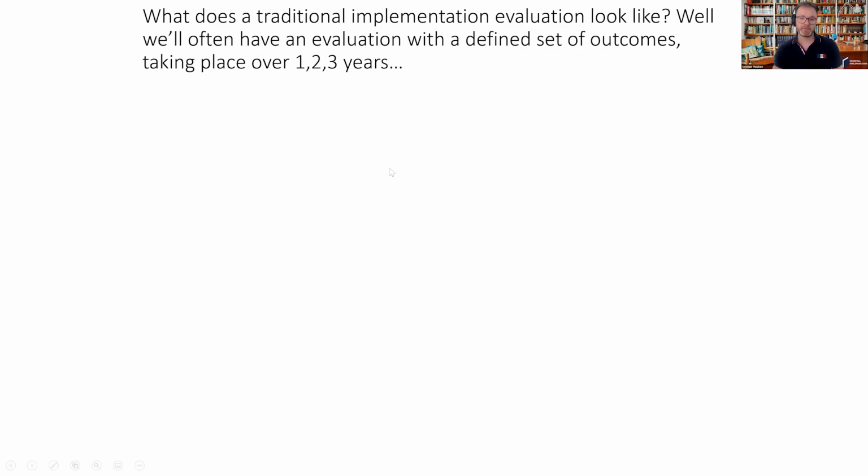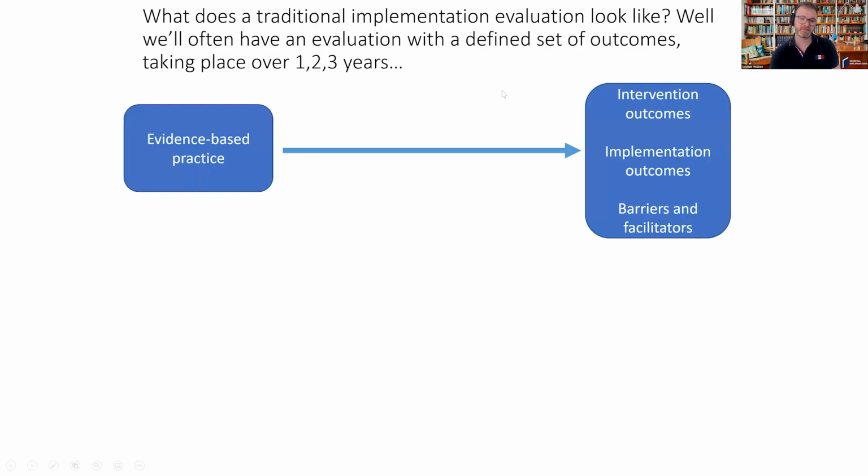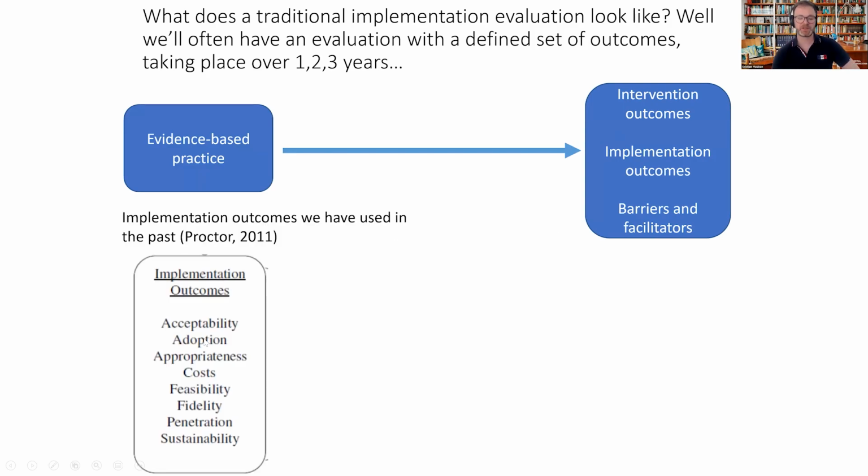I'll show you how. Often something's taking place over 1, 2, 3 years, and our evaluations will have a defined set of outcomes. So we'll be looking at the intervention outcomes, implementation outcomes, and something about the context. People will often use generalizable academic implementation outcomes. So was it implemented or not? How did the implementation go? And they'll record things like, was it acceptable to people? How far was it adopted? Was it appropriate? What was the cost of implementation? But that doesn't tell us how to implement. That's just telling us these basic things.